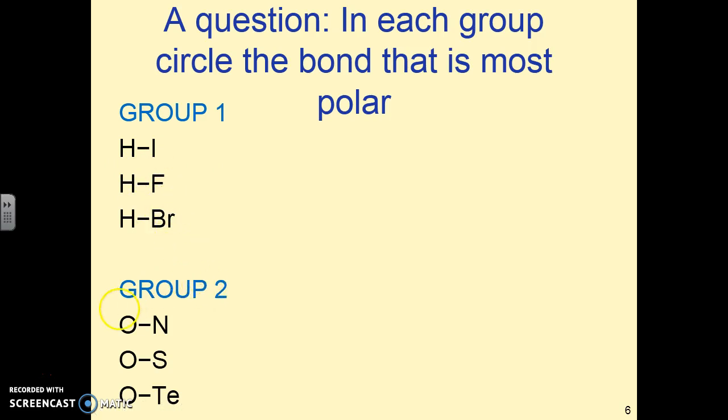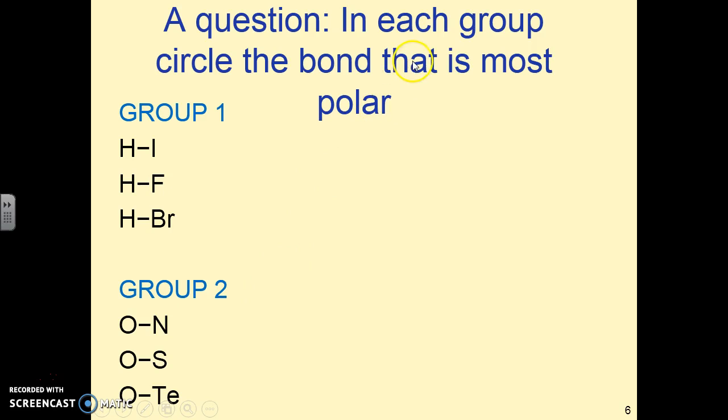Okay, now here, this one may be a little bit more difficult because on the AP exam, they're probably not going to give you electronegativity values. So you're going to have to go based on the trends. And you need to remember that F, O, and N are the most electronegative elements. Their electronegativities are pretty close to each other.